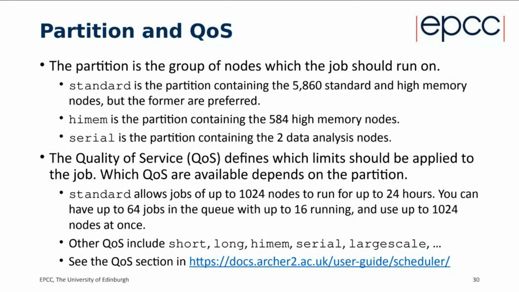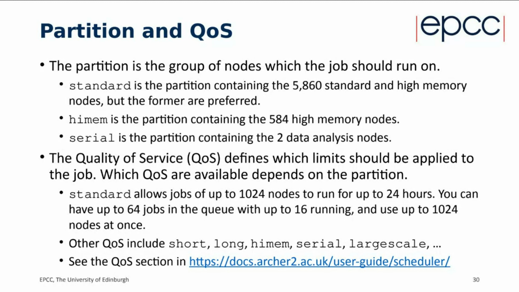Then the QoS, that stands for quality of service, that defines the limits for the job. So how long, how many nodes, how many jobs are you allowed to run? This is all part of keeping it fair. So part of Slurm's job is to keep things fair among the many people using the system. So we say no one person is allowed to use everything if they're just running in the standard QoS.